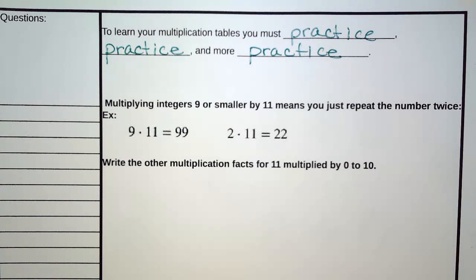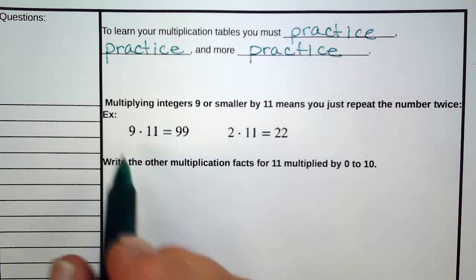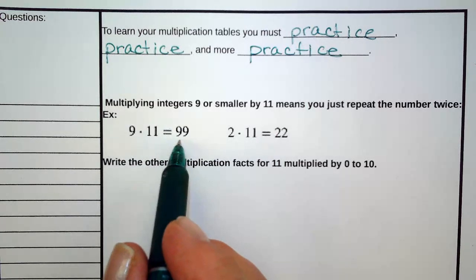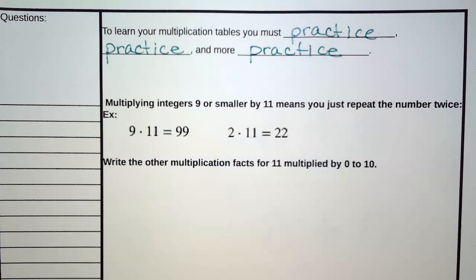Multiplying integers 9 or smaller by 11 means you just repeat the digits twice. So 9 times 11 is 99. You repeat the numbers twice. 2 times 11 is 22. Write the other multiplication facts for 11 from 0 to 10.